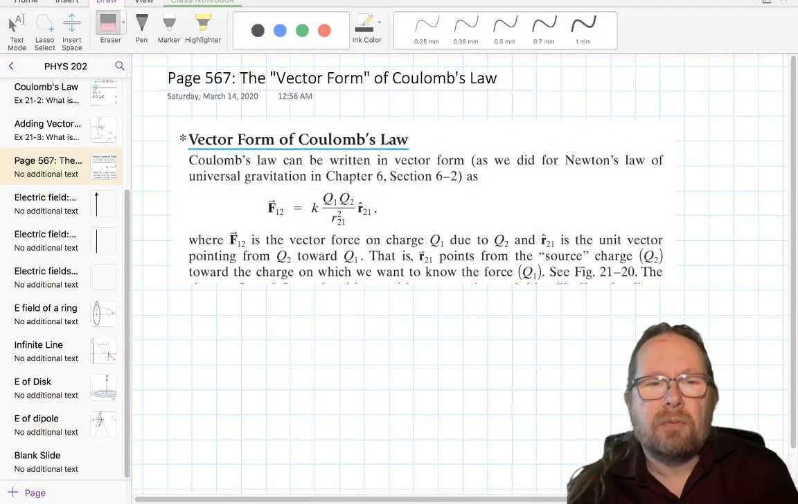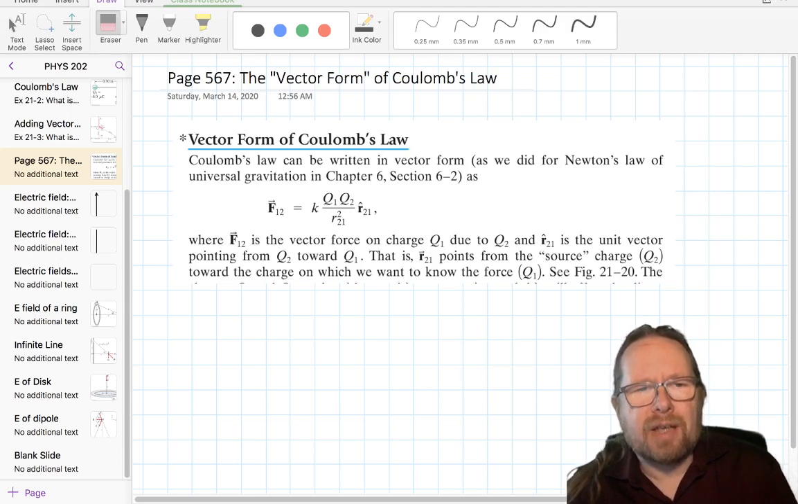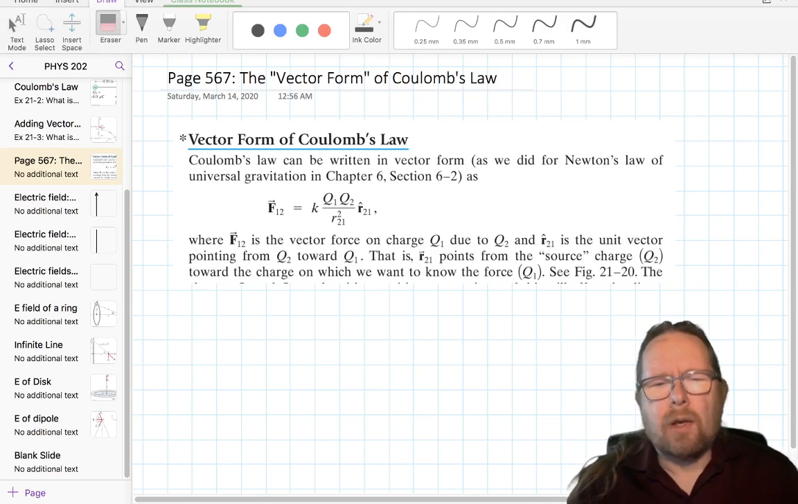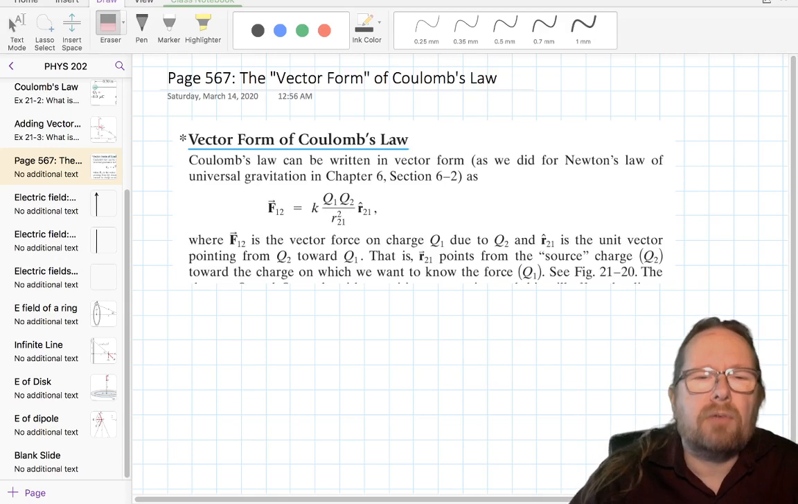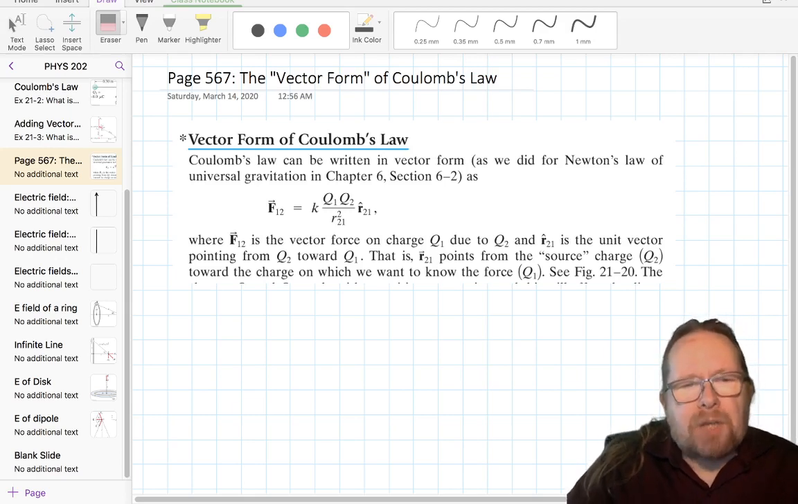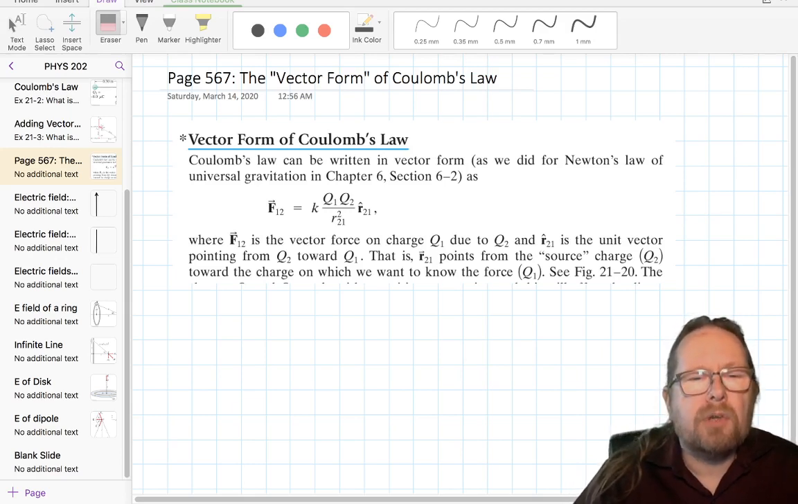Okay, so I want to start today by reviewing really quickly a little section at the end of chapter 21 that I don't think I talked about last time, which is that sometimes you'll see Coulomb's law written in a more technical vector form. Your book writes it this way: the force is equal to the electrical constant times the product of the charges divided by the distance between the two points, which they're calling here R21 squared, times a unit vector in the direction that points from point 2 to point 1.